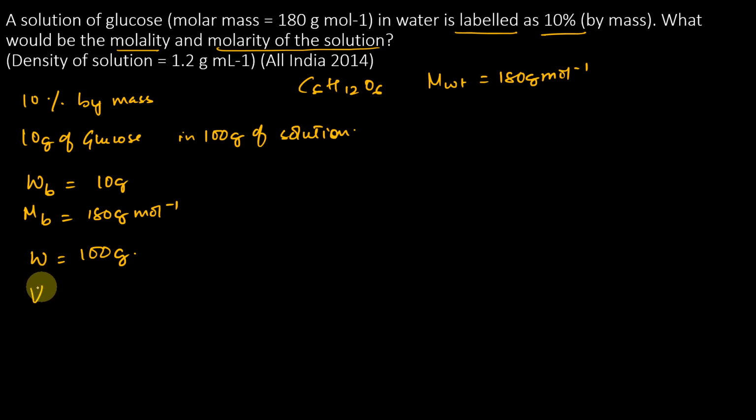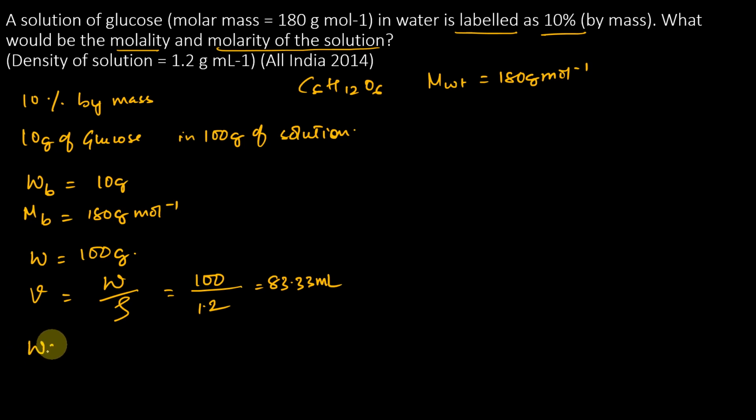Then what will be the volume of the solution? Volume of the solution will be weight divided by density of the solution. So what is the weight? 100 gram. What is the density? 1.2. So it is around 83.33. What should I write? Milliliter. Okay, 83.33 milliliter. This is the volume of the solution.